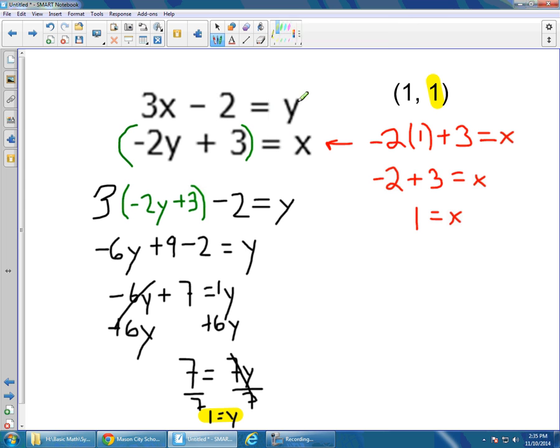Okay, it looks like I got the same answers. Just showed you 2 different ways that you can possibly solve for a solution here whenever you have x alone and isolated and y alone and isolated.